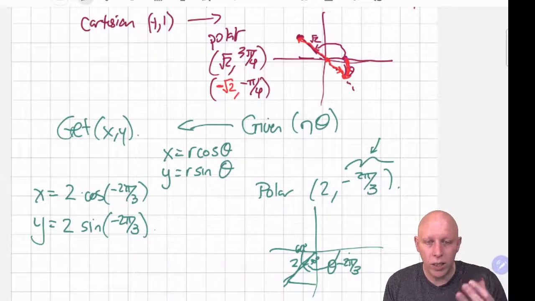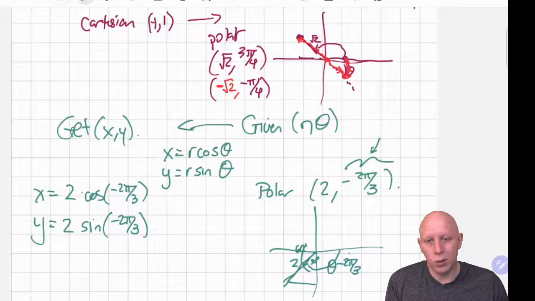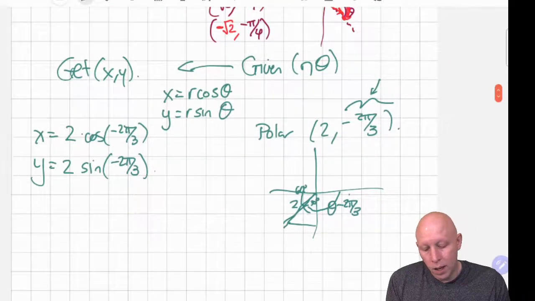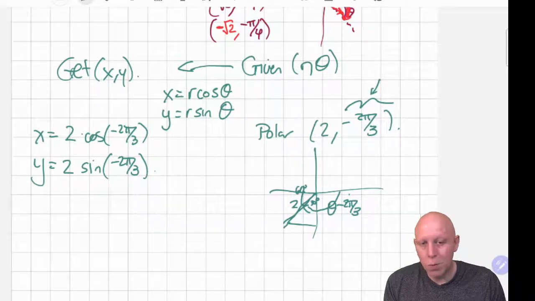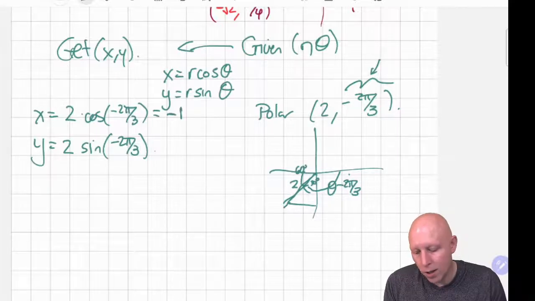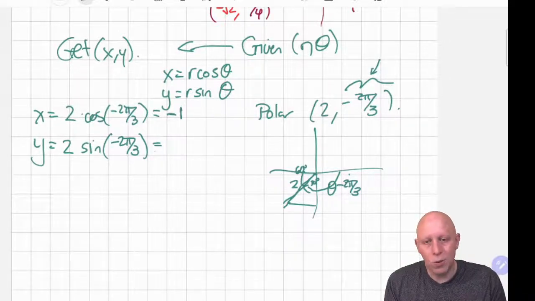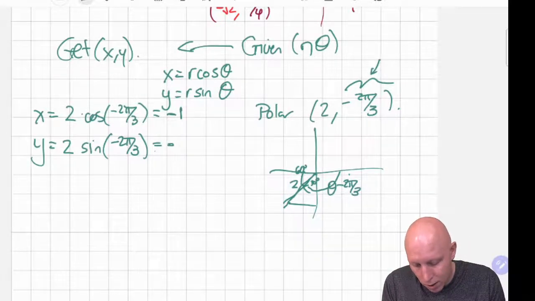So what you're seeing here is you need to know your special values for sine and cosine as well as tangent in order to be able to do these conversions relatively easily. So maybe we should practice those. Let's just write down what the answers are. So the x value here is negative 2 times negative a half, so that's negative 1. And for the y value, we have negative root 3 over 2, so this gives us negative root 3.